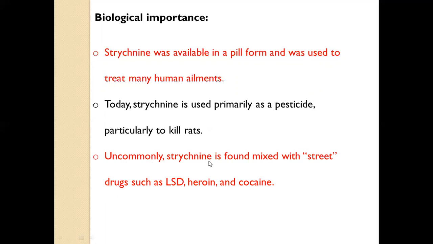Uncommonly, strychnine is found mixed with street drugs, heroin and cocaine. We will be hearing in the news about drugs and all. Actually the name of the drug is completely changed. The drug is used for the purpose of human ailments, whereas the drugs that we see in the news are those used for addiction. We know that heroin and cocaine are the drugs that are used. Along with heroin and cocaine, small quantities of strychnine are mixed with them.